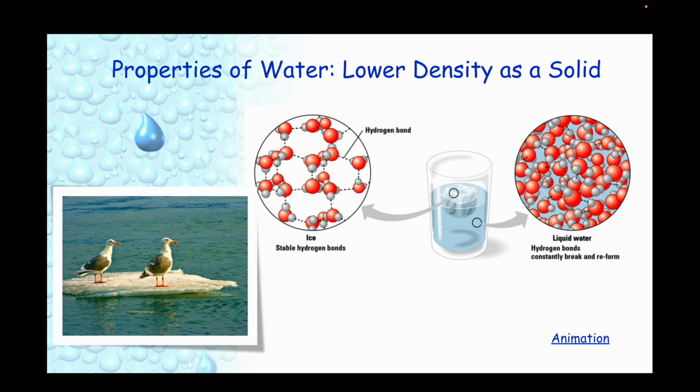All right. Another thing we're going to talk about is how water has lower density as a solid. In the video, the guy mentioned when water freezes, right? You can see how water is expanding. The hydrogen bonds form a crystal lattice, which is a structure that takes up more space than liquid water, where bonds are constantly breaking and reforming, right? So that makes it less dense as a solid than it is as a liquid. And that's why ice floats.